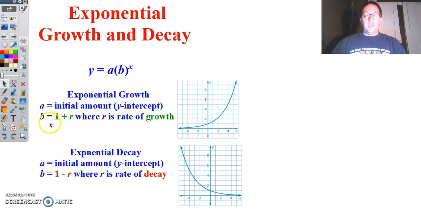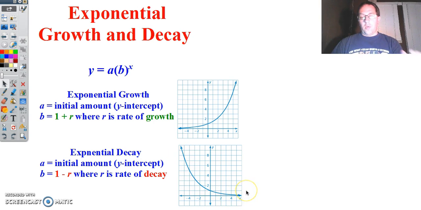The base is going to be 1 plus r, where r is the rate of growth. So, for example, if something is growing at 5% a year, r would be 0.05, and so b would be 1.05. Right?